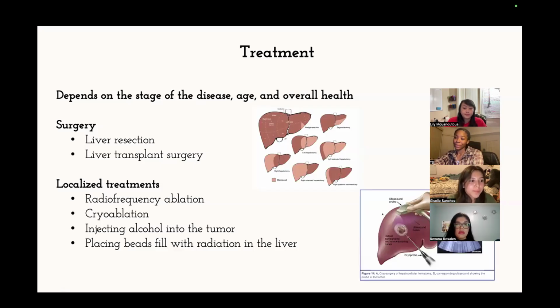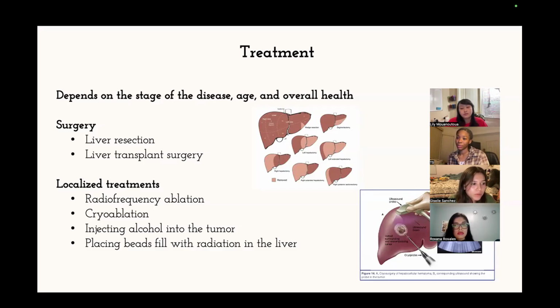And then for treatment options, it's just going to depend on the stage of the liver cancer, the age of the patient, and their overall health. We have the most invasive treatment option, which is surgery. We have liver resection, which basically just removes the liver cancer if the tumor is small enough and if the liver function is still good.